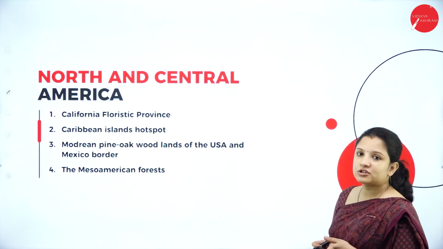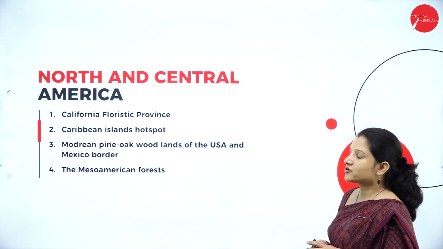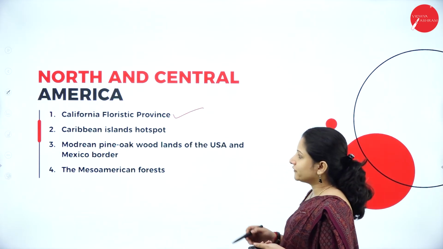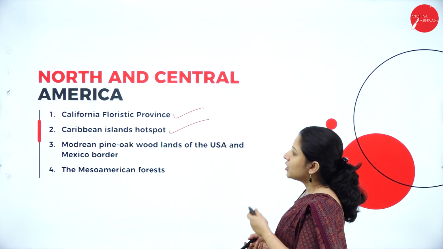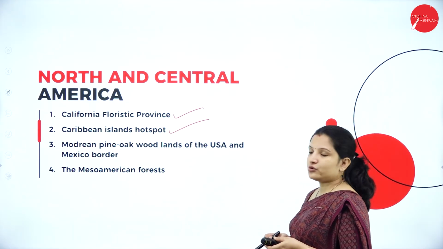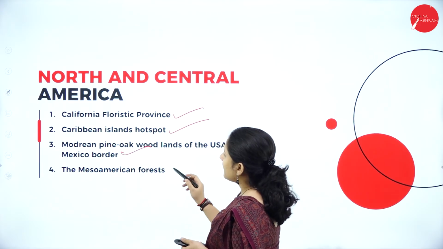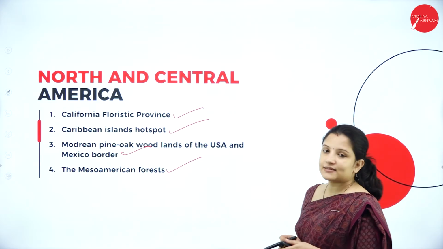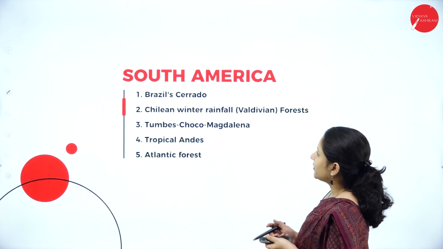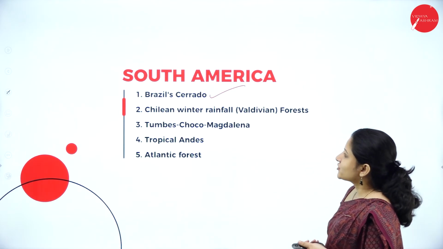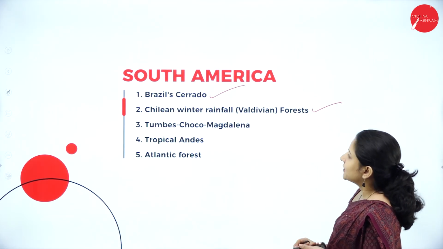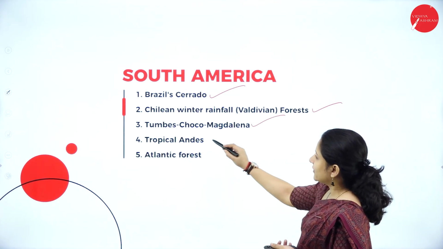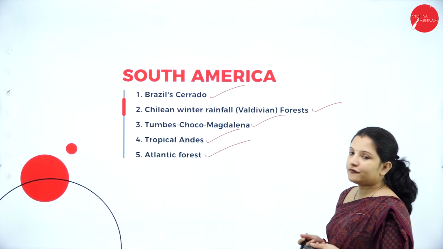Next, talking about the biodiversity hotspots in North and Central America. So, in North and Central America, there is California Floristic Province, Caribbean Island Hotspot, Madrean Pine-Oak Woodlands of the USA and Mexico border, then the Mesoamerican forest. So, these are the biodiversity hotspots which are found in North and Central America. Next, in South America, there is Brazil's Cerrado, then Chilean winter rainfall forest, then Tumbes-Chocó-Magdalena biodiversity hotspot, then tropical Andes and the Atlantic forest.